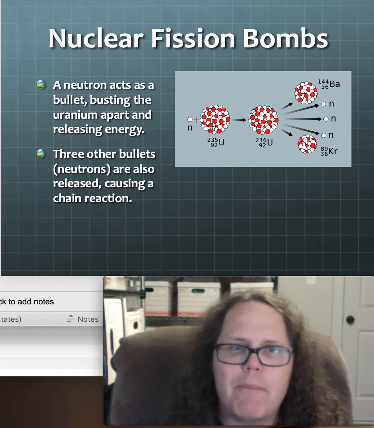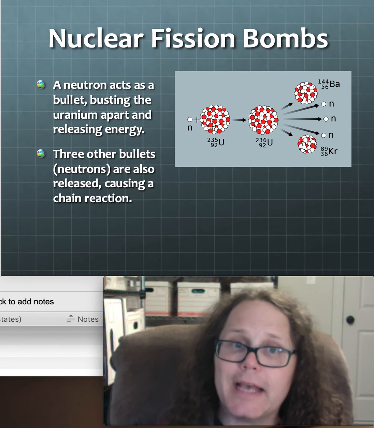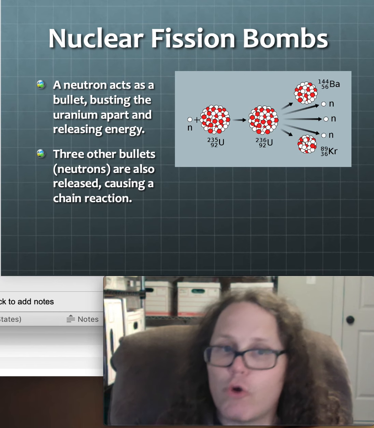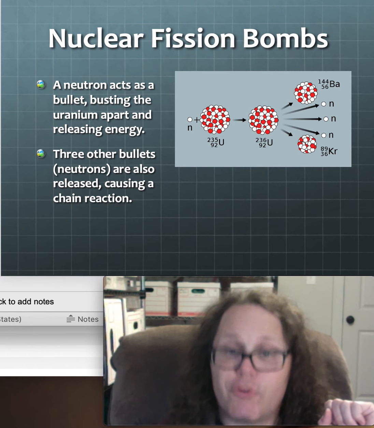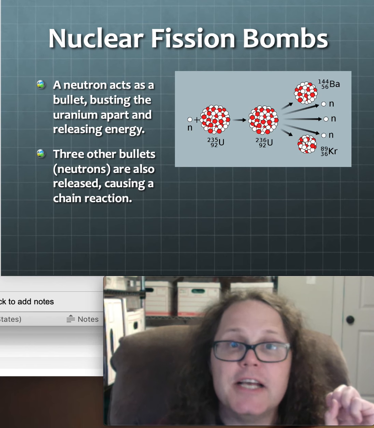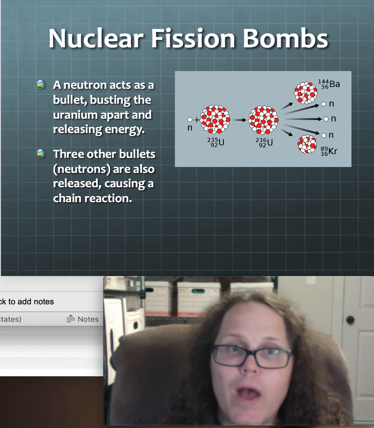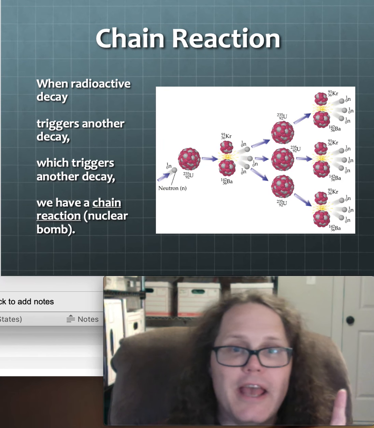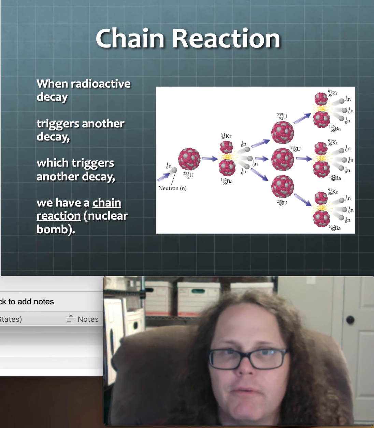In order for that to happen, the nucleus must capture an electron to form U-236, which very quickly then splits apart into barium, krypton, and crucially, 3 more neutrons. These 3 neutrons then act like bullets, smashing into other uranium nuclei and causing them to break apart as well, releasing even more energy.